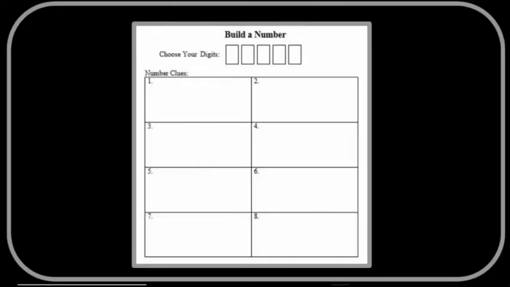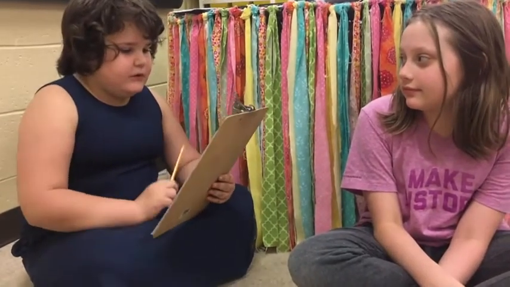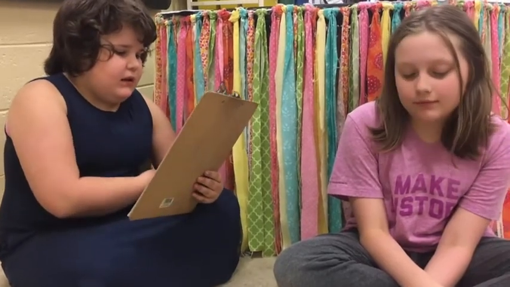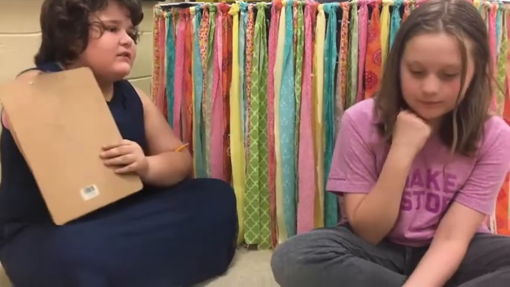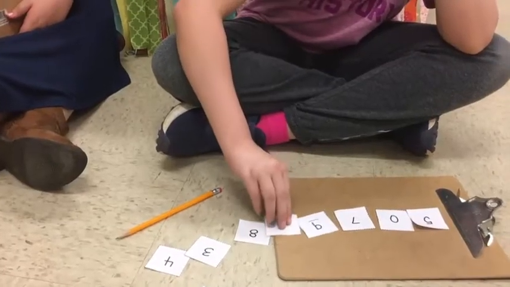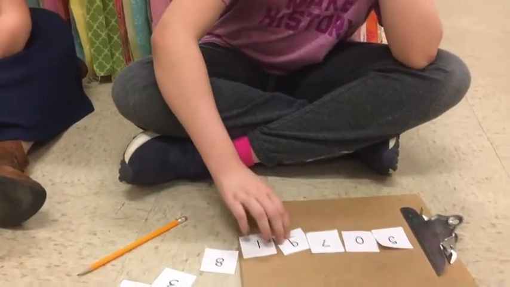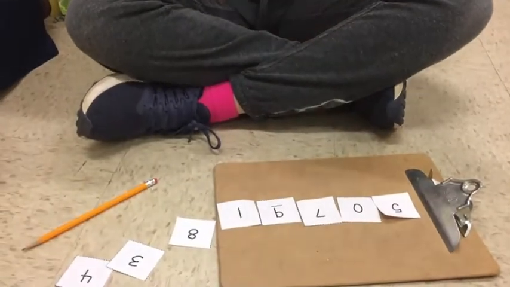The Build a Number task adds additional rigor as students create a number and then write clues for their partner to solve. Try to build my number. Clue number 1. My number is a 5-digit number that is between 50,000 and 60,000. Okay, so what number did you build? 50,791. Okay, is that correct?